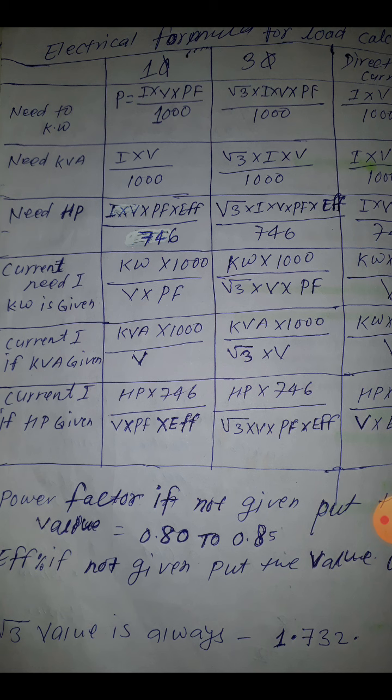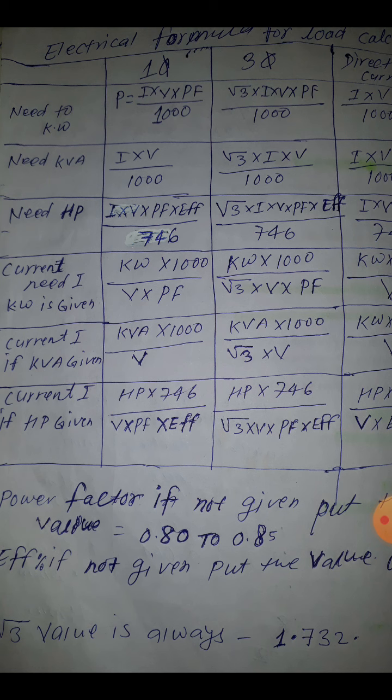I already told you there are three types of supply available: single phase supply, three phase supply, and direct supply. These three categories have three different formulas that we use according to the supply source. We can convert to watts as per the supply source. If three phase, we use the three phase formula. If single phase, we use the single phase formula.